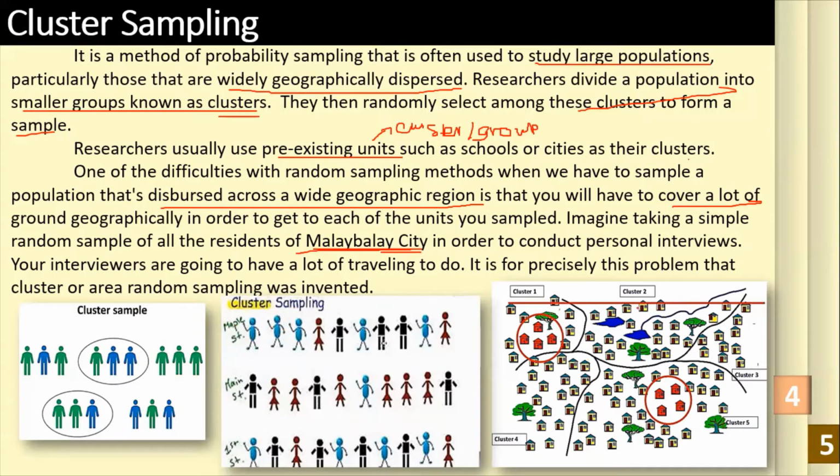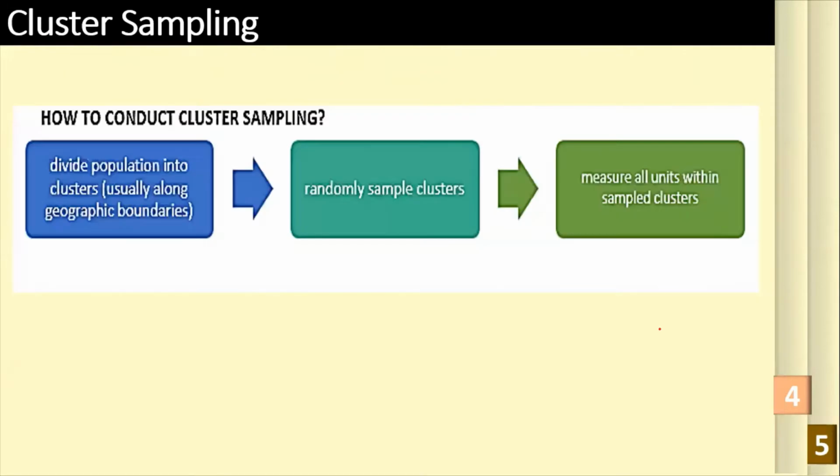So, for example, sumulog gani ang mga purok. For example, purok na siya. So, instead nga ang tibok Malay-Balay, pili lang ka. For example, purok 1 and purok 5. So, ito na lang ka magpili og samples.